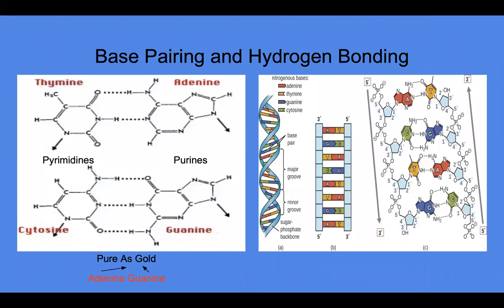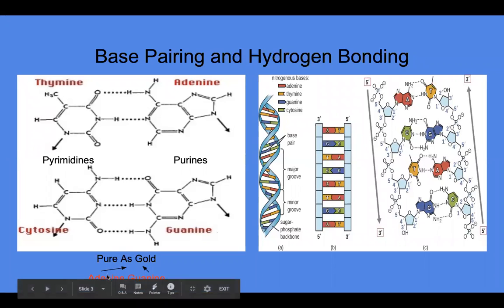In our ladder analogy, the rungs of DNA are composed of nitrogenous base pairs. The purines, adenine and guanine, are anti-parallel paired to thymine and cytosine, the pyrimidines, respectively. A's and T's are bonded by two hydrogen bonds, and G's and C's utilize three. You can remember that adenine and guanine are purines because they are pure as gold.